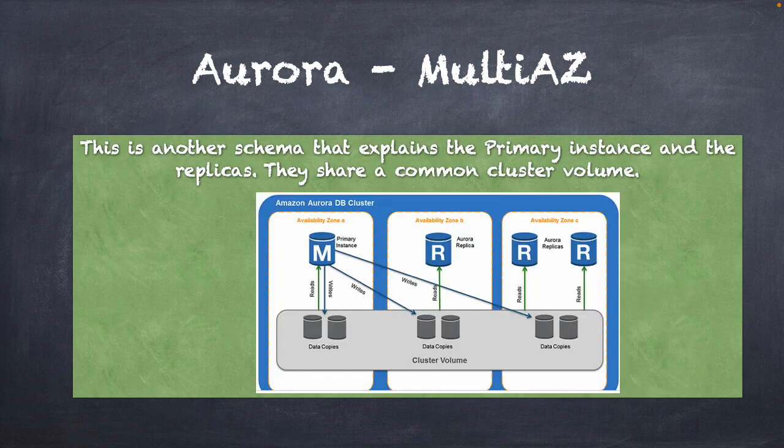This is another schema that explains the primary instance and the replica. They share a common cluster volume, as we see in the gray box at the bottom.